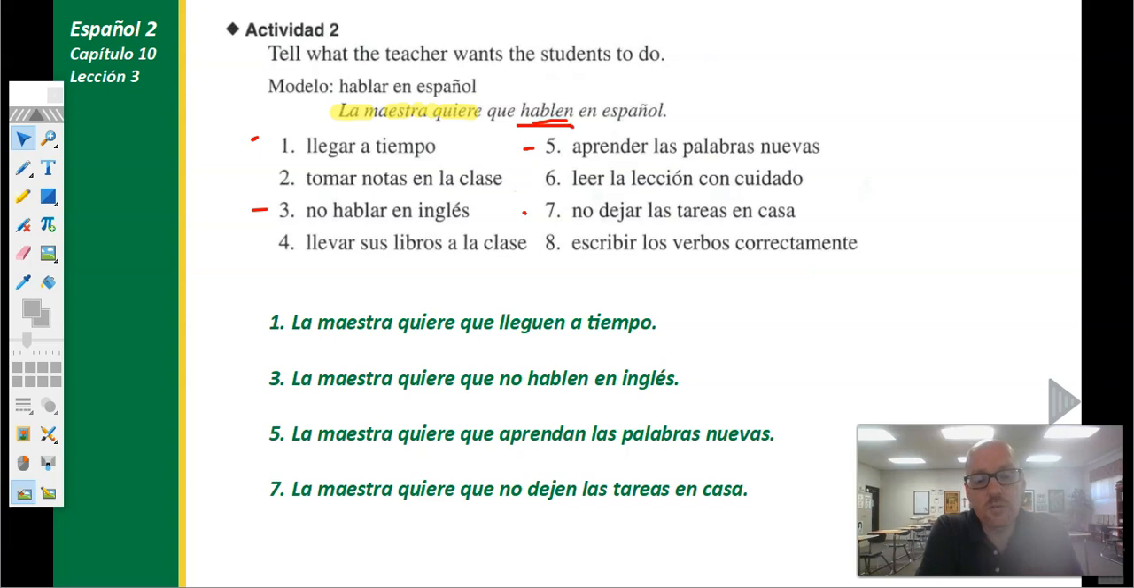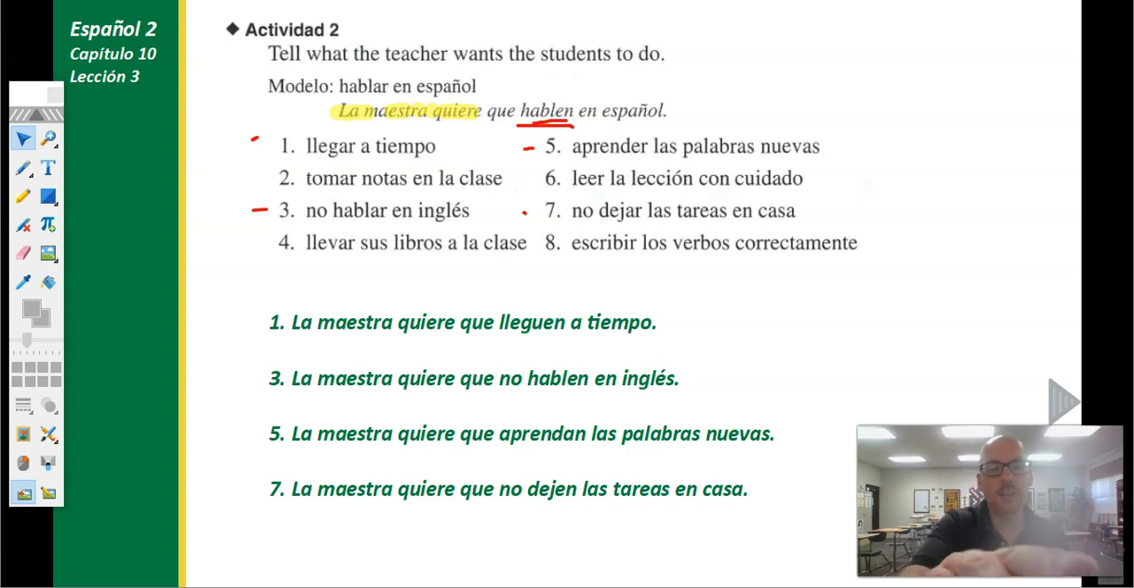No hablen. Her volition, her will, changed hablar to hablen en inglés. Número 5, la maestra quiere que aprendan las palabras nuevas, aprendan. Y número 7, la maestra quiere que no dejen las tareas en casa, dejen. The teacher wants the students not to leave their homework at home.